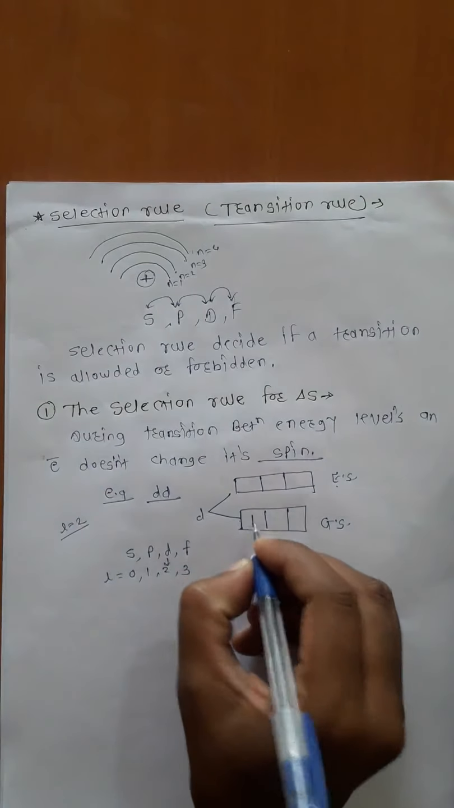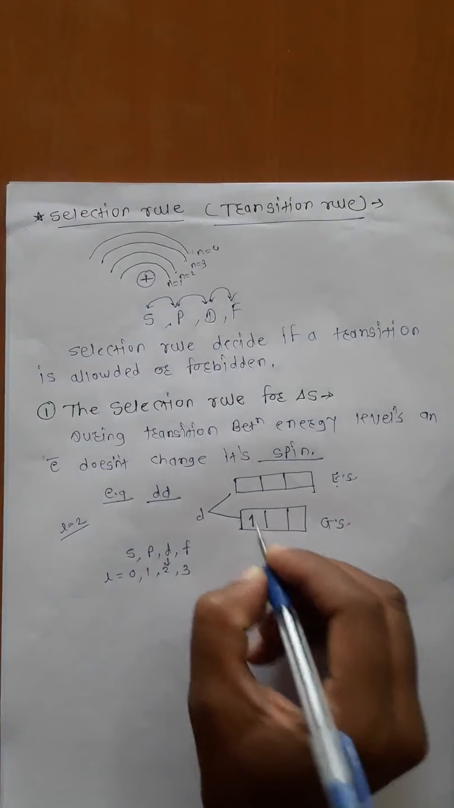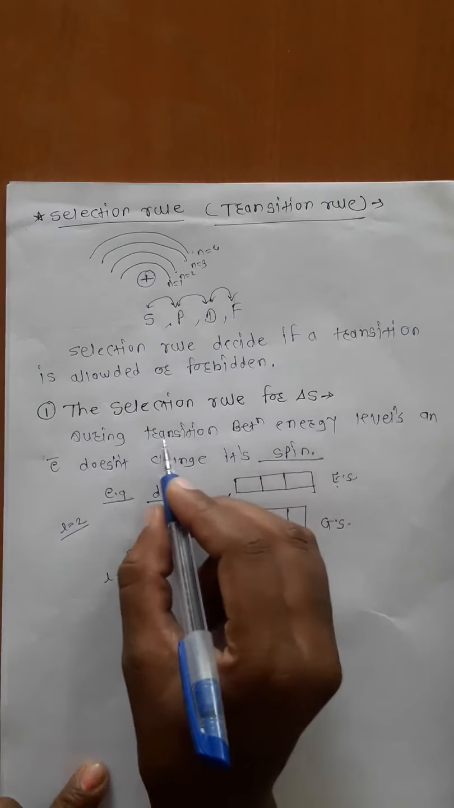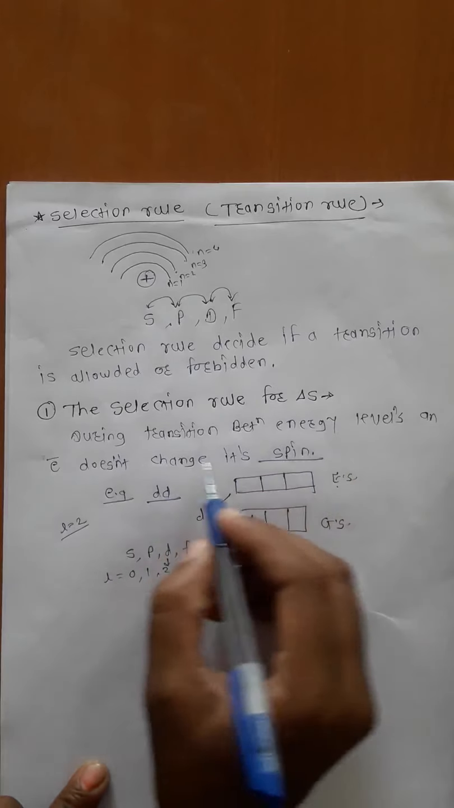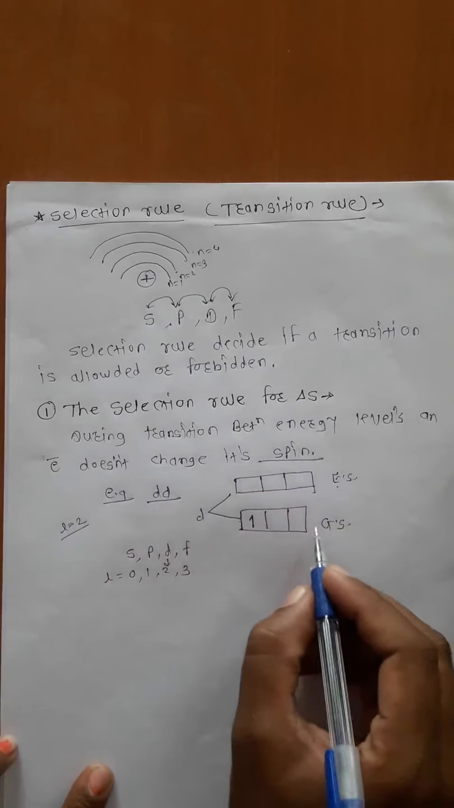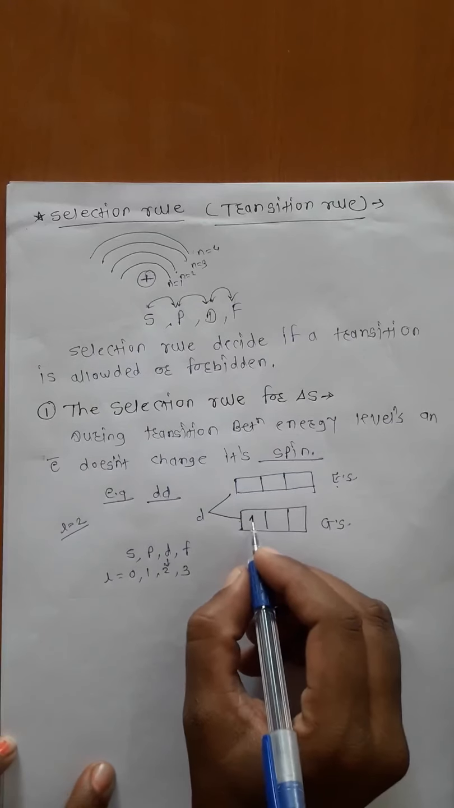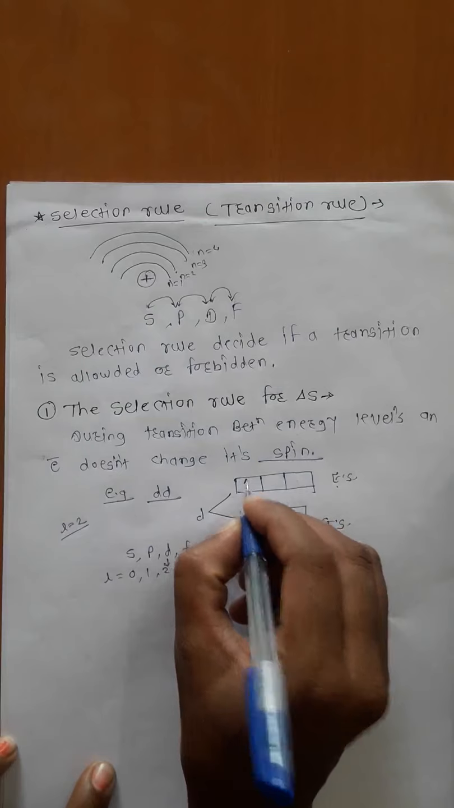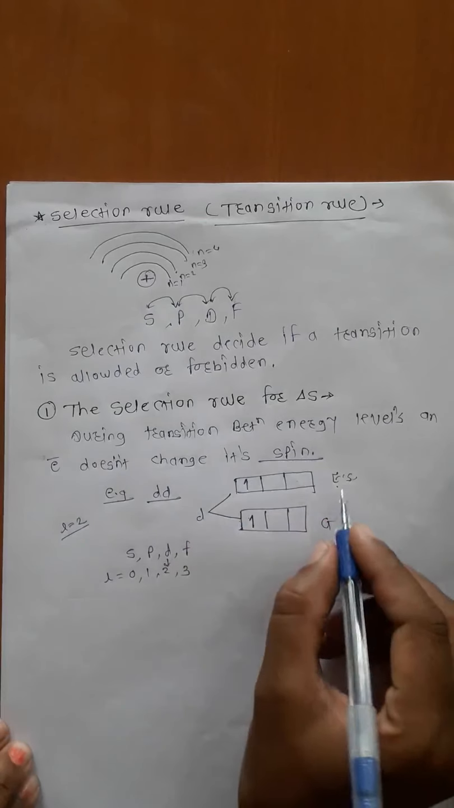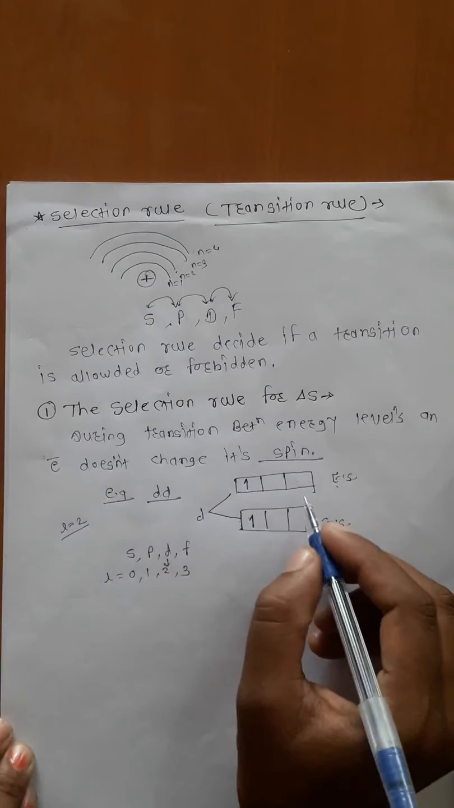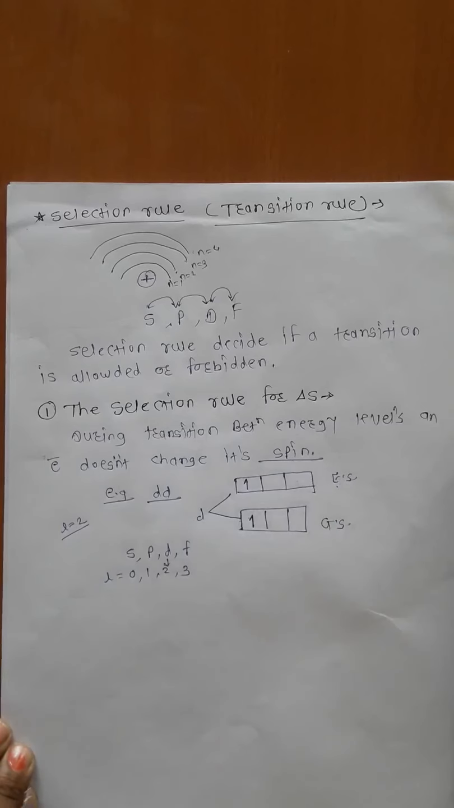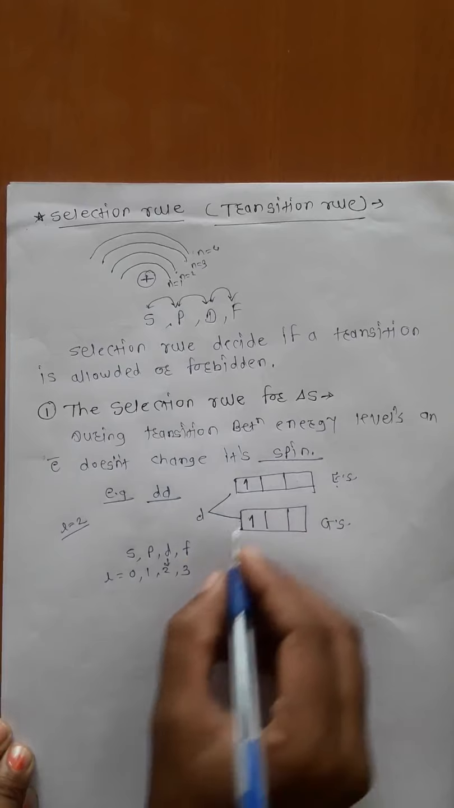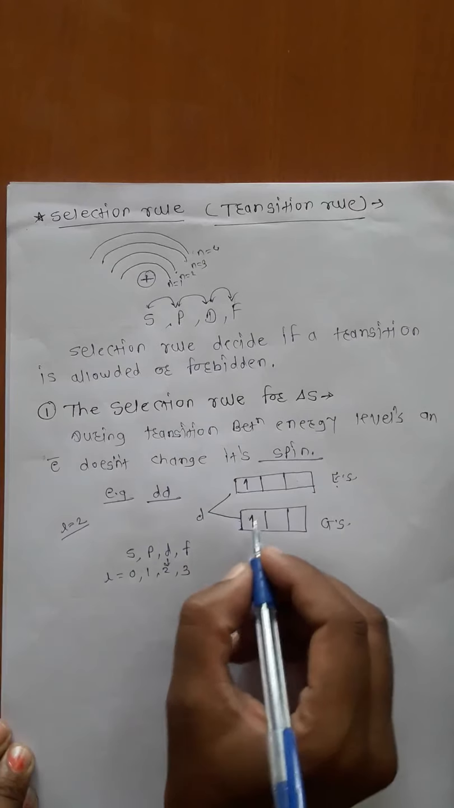Now suppose the first electron is in the first orbit. During transition between energy levels an electron does not change its spin, which means the ground state electron having spin up goes to the excited state with the spin as it is. There is no change in spin. This transition is allowed, because in a D state the spin is 1/2.